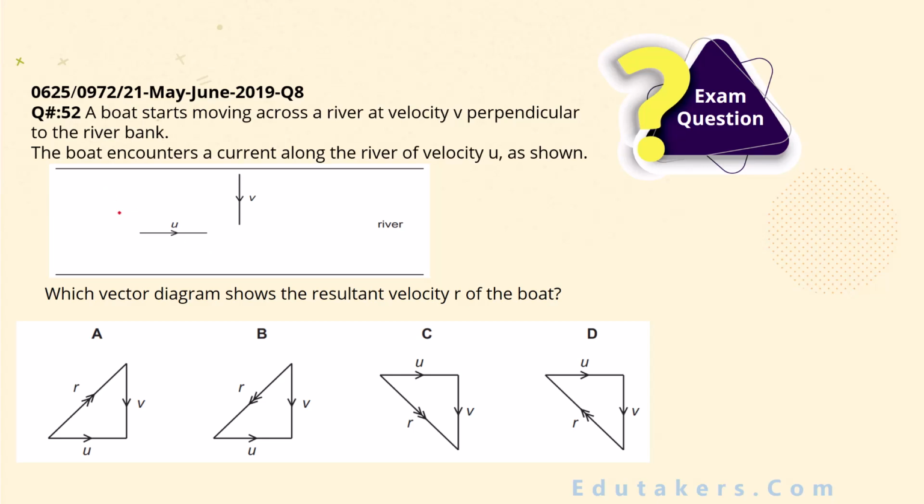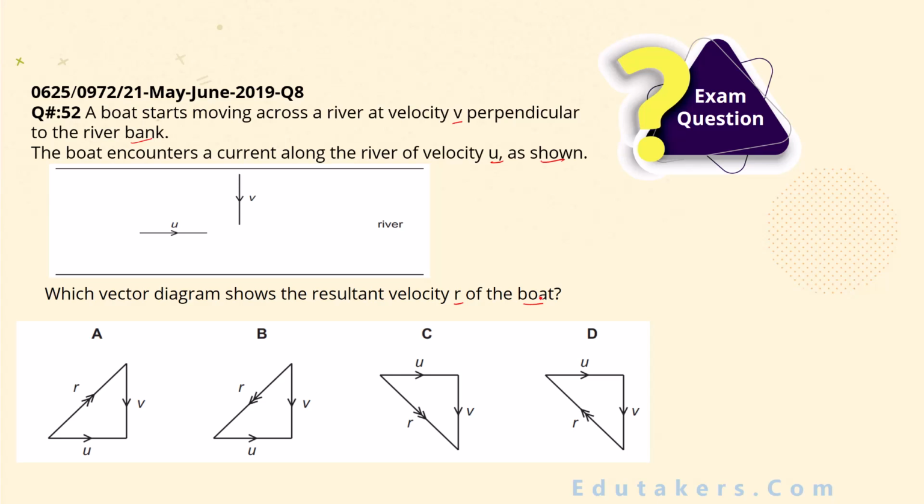So a boat starts moving across a river at velocity v perpendicular to the river bank. The boat encounters a current along the river of velocity u as shown. So there are two velocities mentioned, u and v. Which vector diagram shows the resultant velocity r of the boat? So there are four diagrams A, B, C and D. Which one of the following diagrams correctly represents the resultant velocity of the boat?